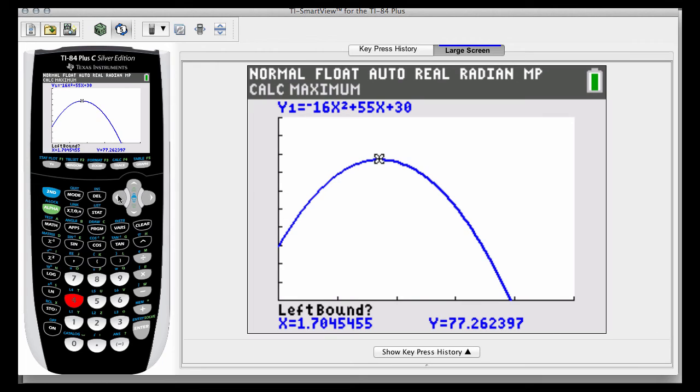Go a little to the left, a little to the right. So there's our maximum. So think about what these values are telling us. The x value is the time at which it hits the maximum height. So that would be at 1.719 seconds. And the y value is the height itself, the maximum height. So in this case, it's 77.266 feet.